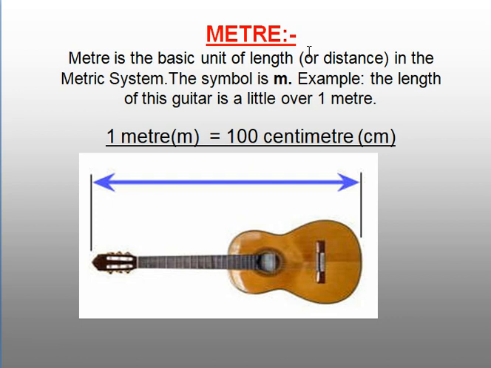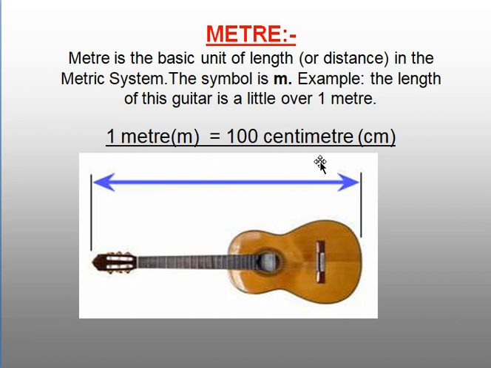Then coming to meter, meter is the basic unit of length or distance in the metric system. The symbol is m. Example, the length of the guitar is little over 1 meter. The actual guitar has a length of over 1 meter.